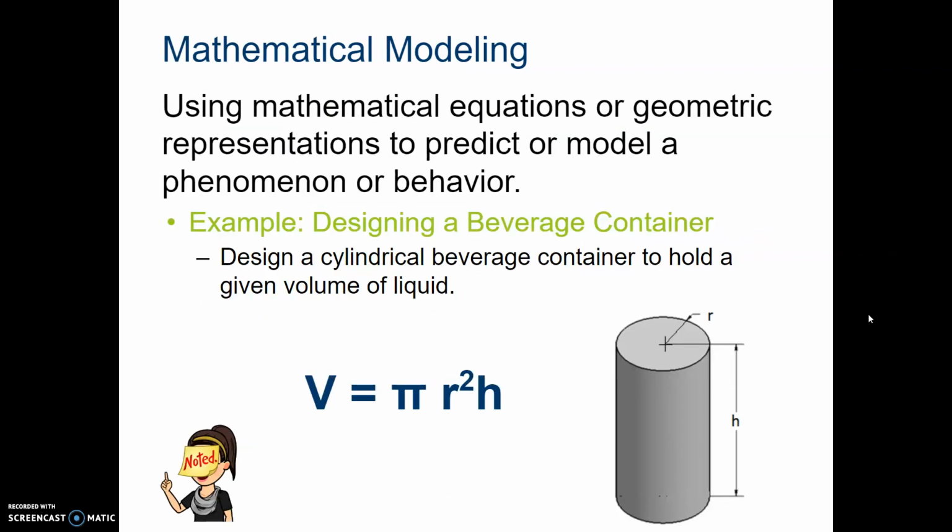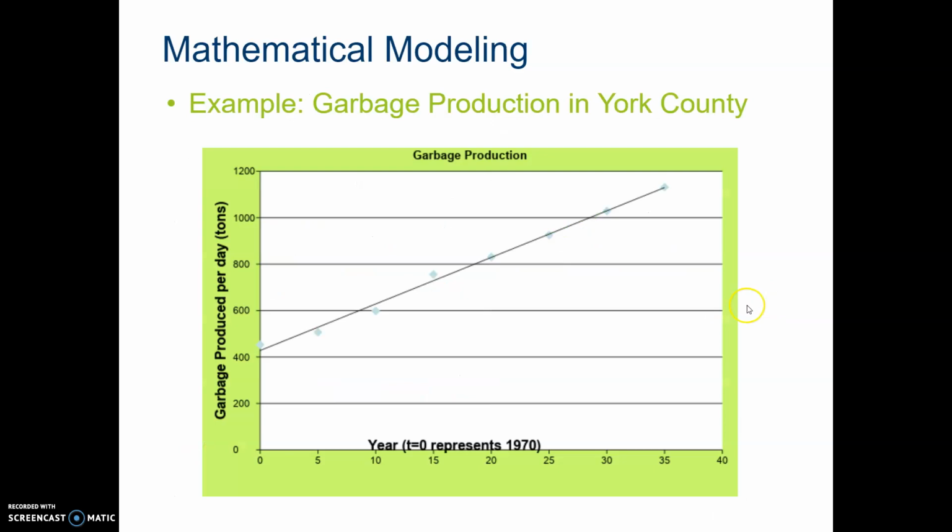And then we have mathematical modeling. That means using mathematical equations or geometric representations to predict or model a phenomenon or a behavior. So things like solving for the volume of a cylinder. We have a consistent formula that we follow, and if we were to represent it in this way, that's partially a mathematical model as a formula, but we can also represent it this way. That is definitely a mathematical model because it's representing this formula in a visual manner. So that is one example of a mathematical model.